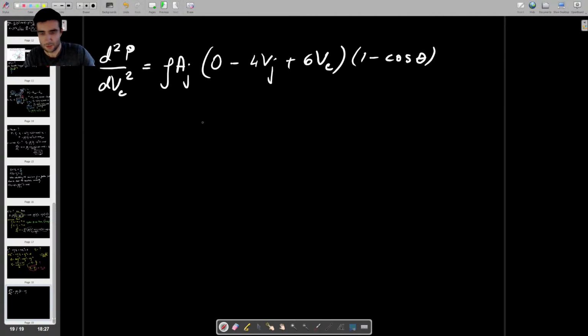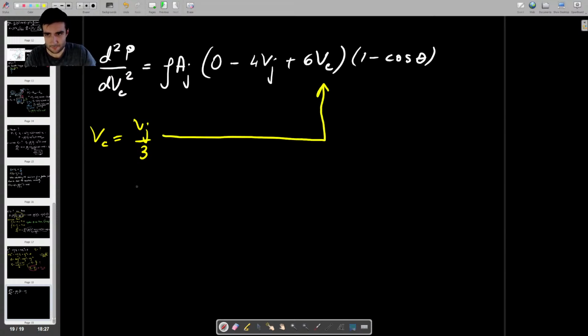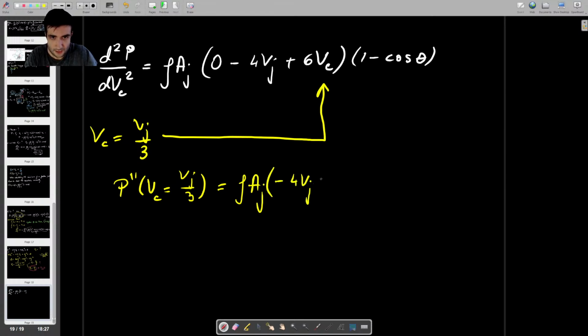So let's try it out, and let's see if Vc equal to Vj over 3 is actually a maximum. So I'm going to take this, plug it in here, and I have that my second derivative with respect to Vc at this point is going to be equal to this, and then we have minus 4 Vj, and then plus 6 times Vc, which is Vj over 3, times 1 minus cos theta.